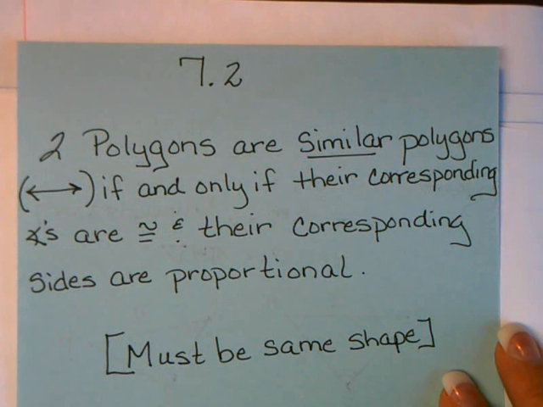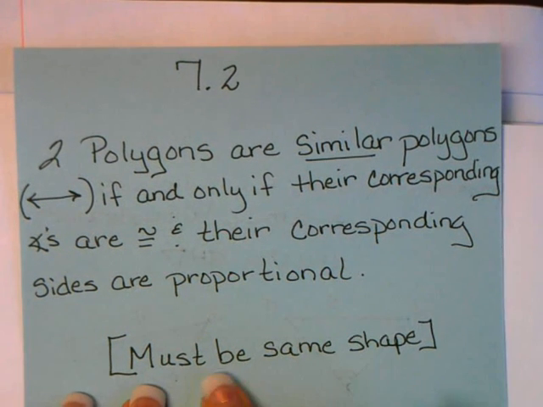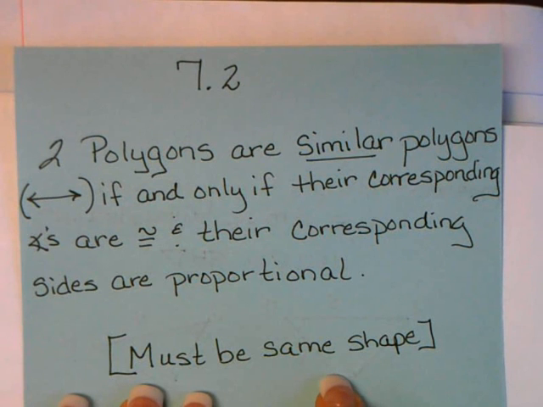It says that two polygons are similar. Notice I underlined similar. They're not congruent like before. They're similar. Two polygons are similar polygons if and only if their corresponding angles are congruent and their corresponding sides are proportional. So before, both angles and sides were congruent. Now, just the angles are congruent and equal, but the corresponding sides are proportional.